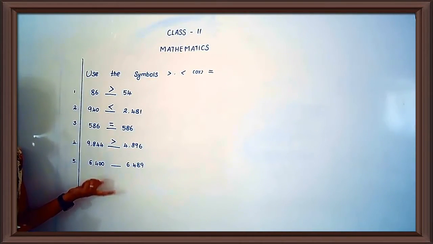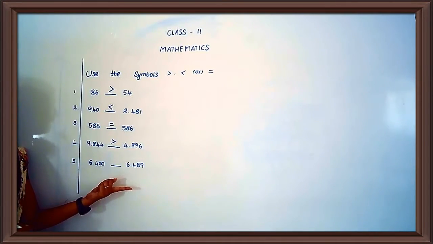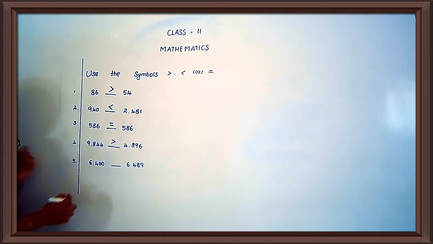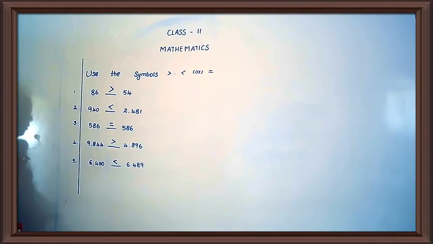The hundreds value is also equal. So we have to see the tens place value: 0 and here 8. Is 0 the greater number or is 8 the greater number? 8 is the greater number. So we have to use the symbol for less than. How do you read this one? 6400 is less than 6489. Do you understand, children?